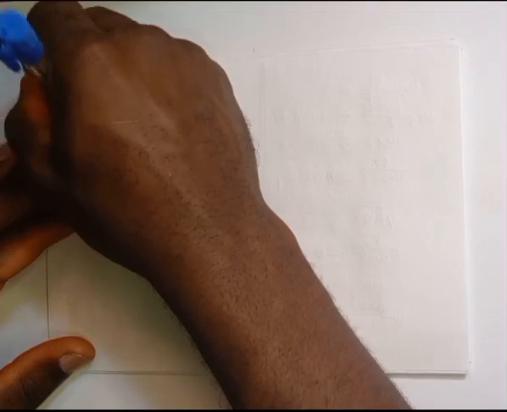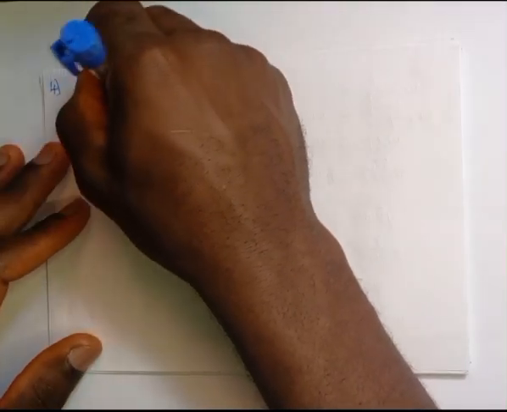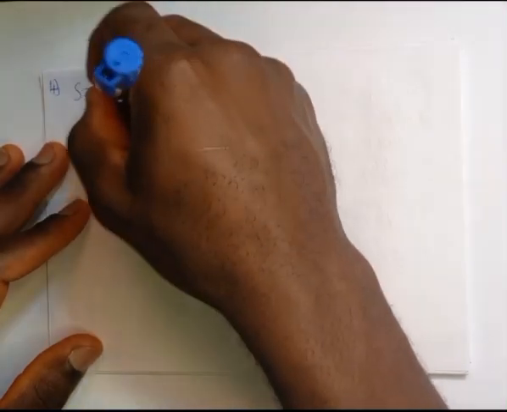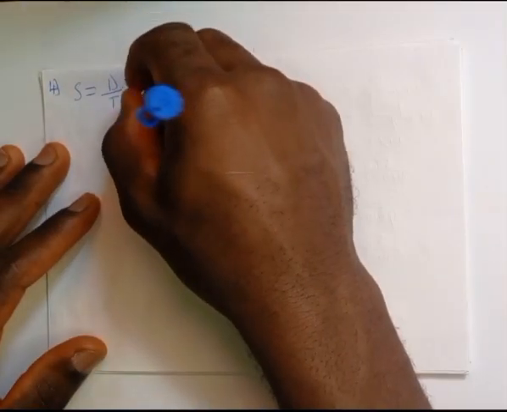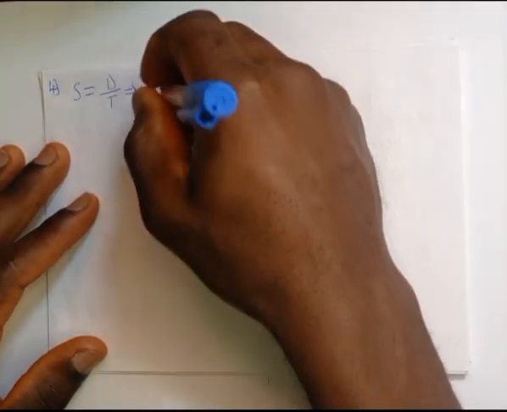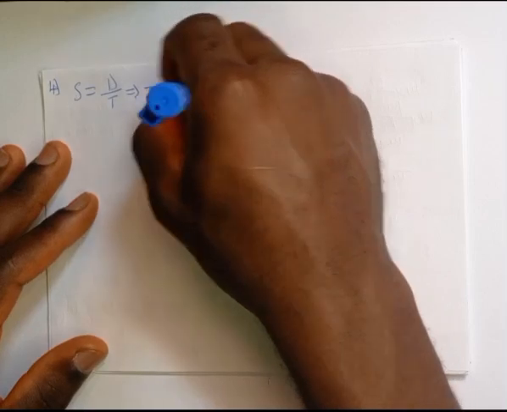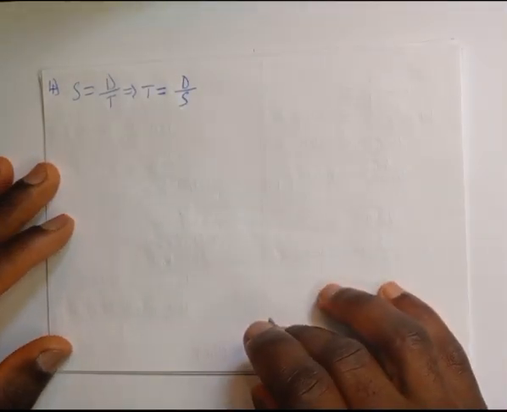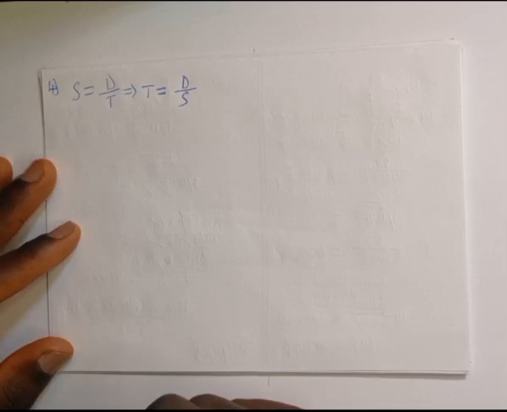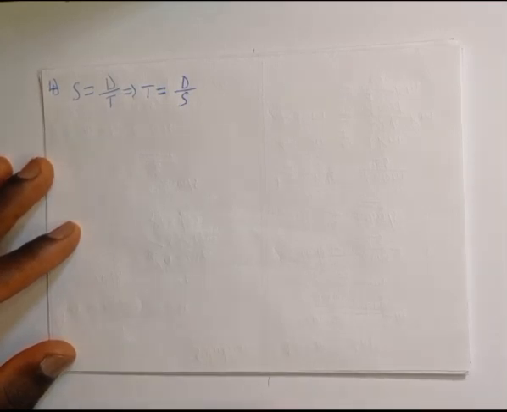From S equal to D over T, if you make T the subject of the formula, the time taken, T, will be equal to D divided by S. Divide the distance traveled by the speed. In this question, we have been told that the cyclist travels 25 kilometers at 20 kilometers per hour.